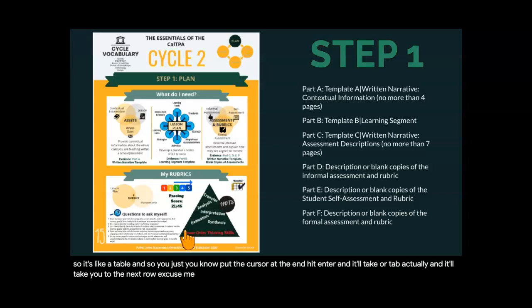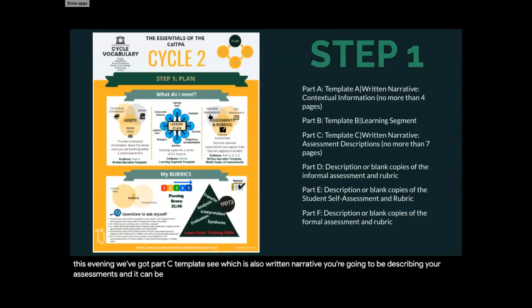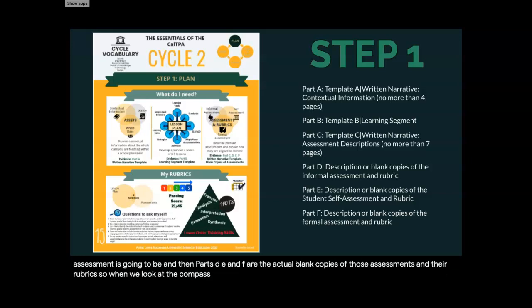All right, so then this evening, this is what we're going to cover. We've got part C, template C, which is also a written narrative. You're going to be describing your assessments, and it can't be any more than 7 pages. So you're going to be describing each assessment, what your informal assessment is going to be, what your student self-assessment is going to be, and what your formal assessment is going to be. And then parts D, E, and F are the actual blank copies of those assessments and their rubrics. So when we look at the compass over here to the left, we've gone over part A.